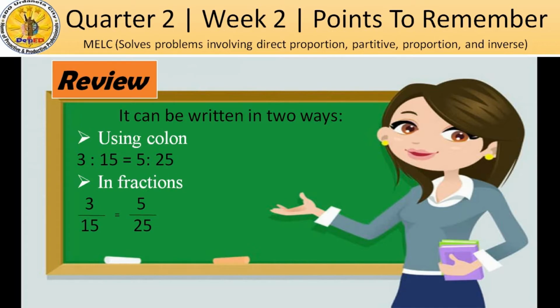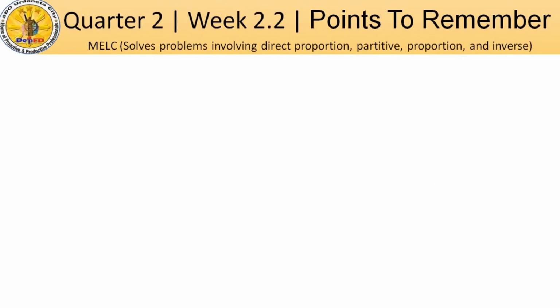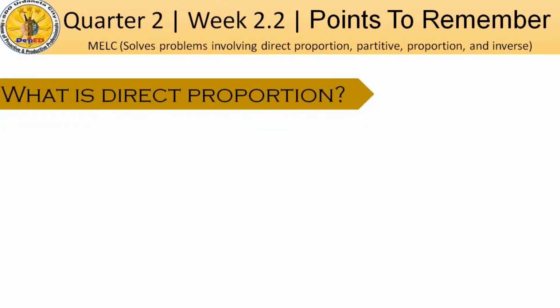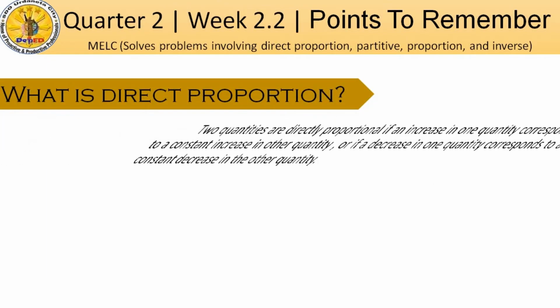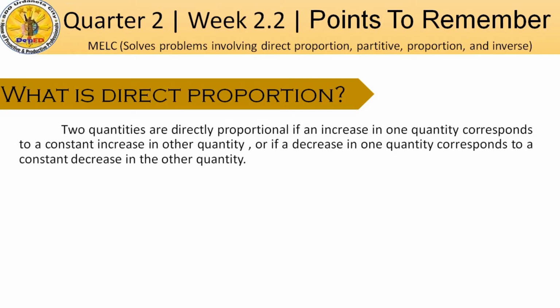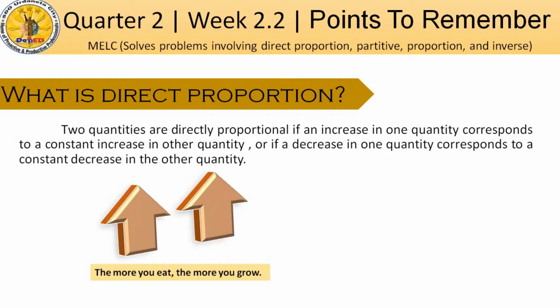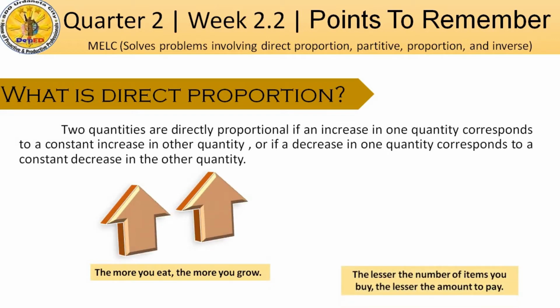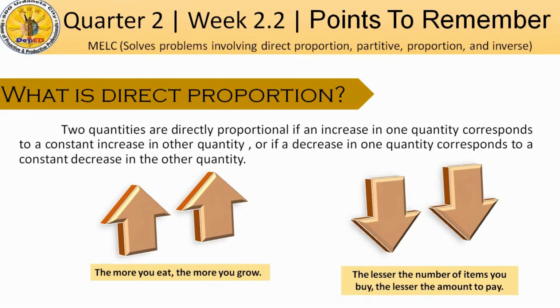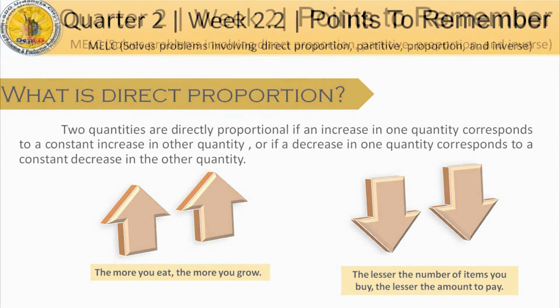Now let's move further and study proportion. We have what we call direct proportion. In this case, if there is an increase in quantity, there is also a constant increase in the other quantity. Likewise, if the quantity is being decreased, it corresponds to a constant decrease also in the other quantity. Just like the examples given. The more you eat, the more you grow. The lesser the number of items you buy, the lesser the amount to pay.